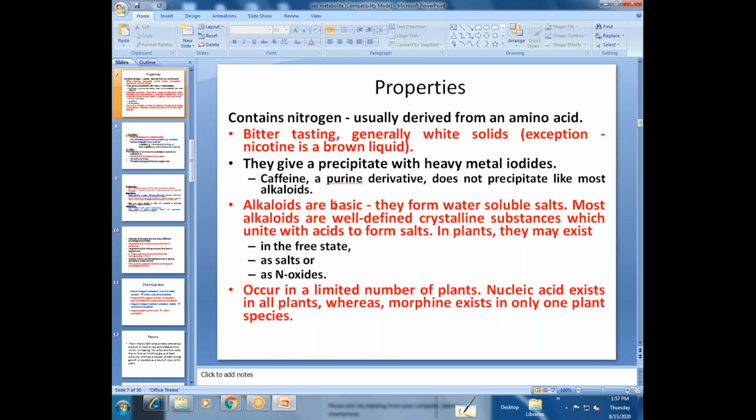Next property. They give a precipitate with heavy metal iodides.